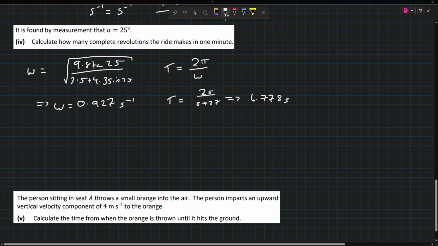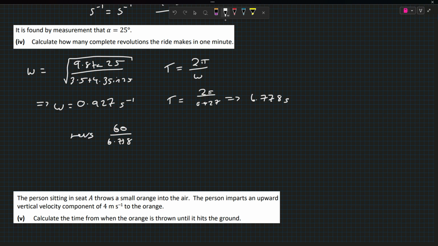Now, in 1 minute, so 60 seconds per minute divided by 6.778. So I'll just write this as revs is 60 divided by that. So 60 divided by 6.778 means that the ride makes 8.85 revolutions per minute, or thereof.